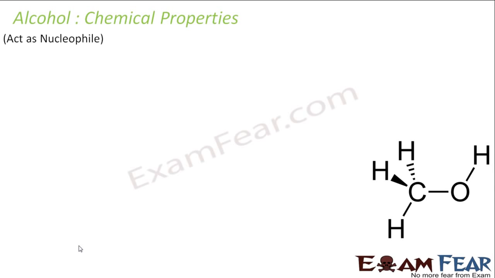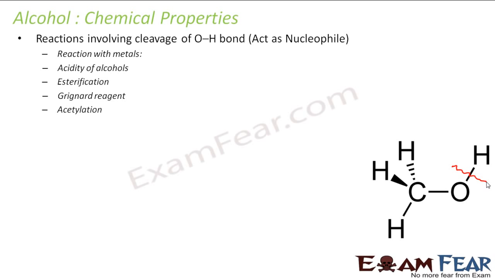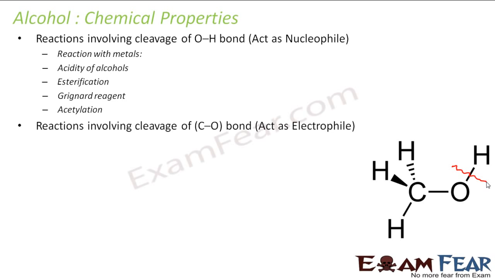So as we have seen, there are reactions which involve O-H bond cleavage, where my alcohol acts as a nucleophile. Here we'll talk about reaction with metals, acidity of alcohols, esterification, Grignard reagents, and acetylation. And there are scenarios where C-O bond breaks, right? So there we'll talk about where it acts as an electrophile.